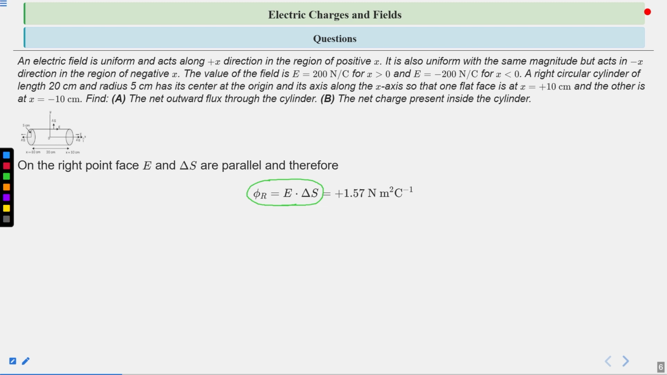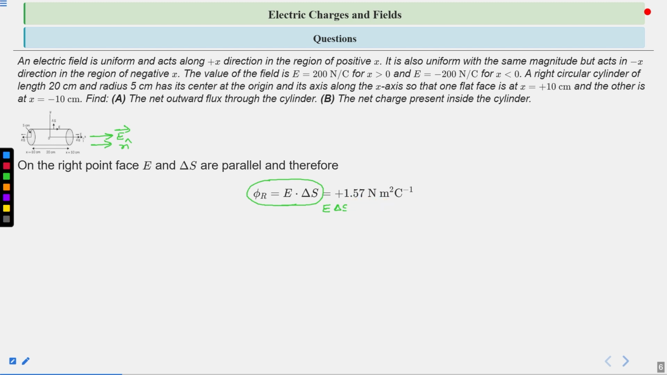So flux through the right face is E dot delta S. Solving this term, you will get E delta S cos theta. Here theta is 0 degrees. Why? Because the direction of the electric field is along the x-axis, and the direction of the area element is along the positive x-axis, since the area element is perpendicular to this face. So both are parallel, and parallel means theta is equal to 0 degrees. So cos 0 is 1, and it becomes E delta S.